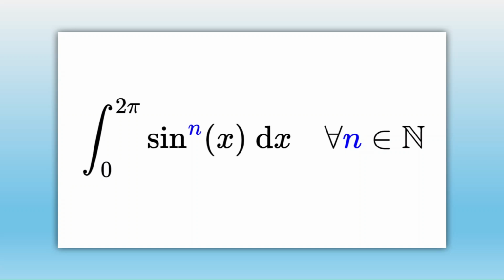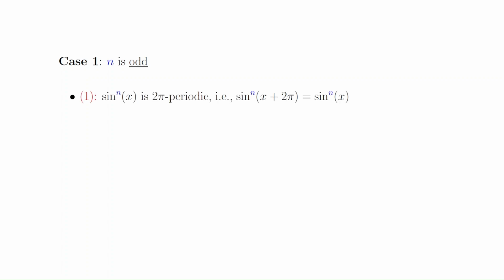In this video, we're going to compute the integral of the sine to the power of n of x from 0 to 2 pi for every natural number n. We have to consider two cases: n is an odd number or n is an even number. We will start with the case where n is odd, and we will need to use two properties.